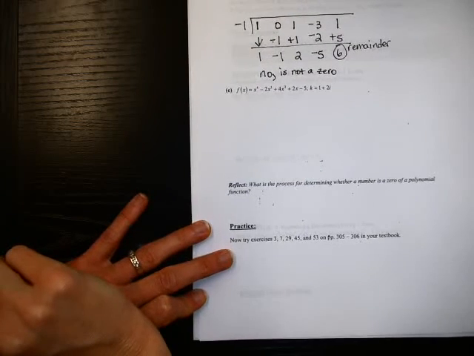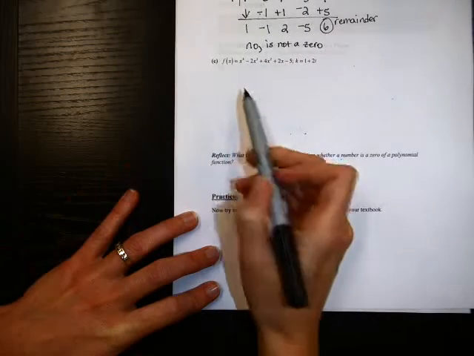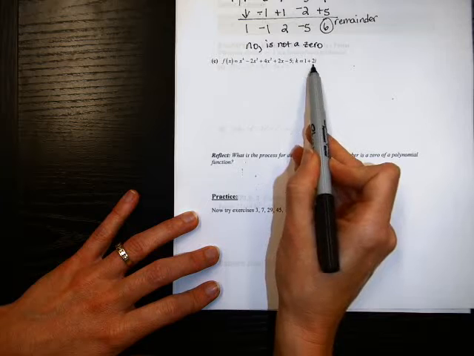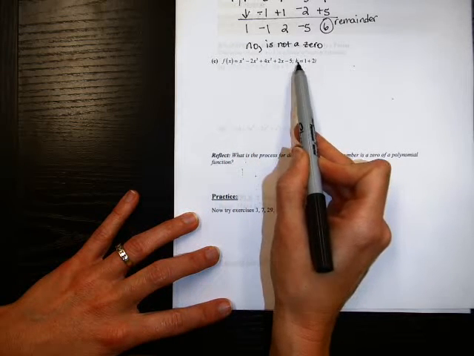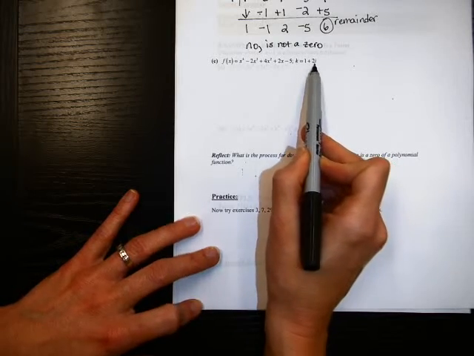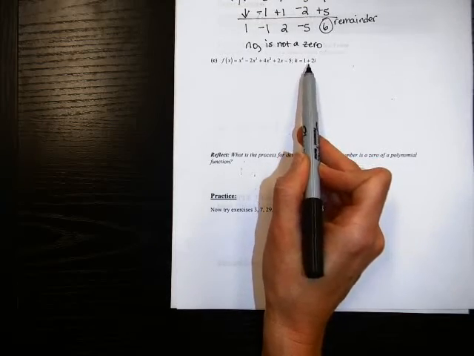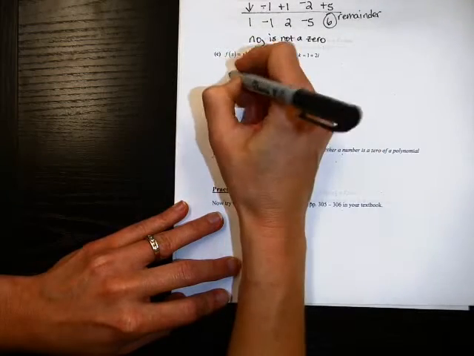Okay, moving on to our last example for this section. We're still using the same instructions. We're deciding if this is a 0 of this given polynomial. So notice what we're given here for our k. K equals, and it's a complex number, 1 plus 2i. And so that is what we're going to actually put outside of the house, 1 plus 2i.